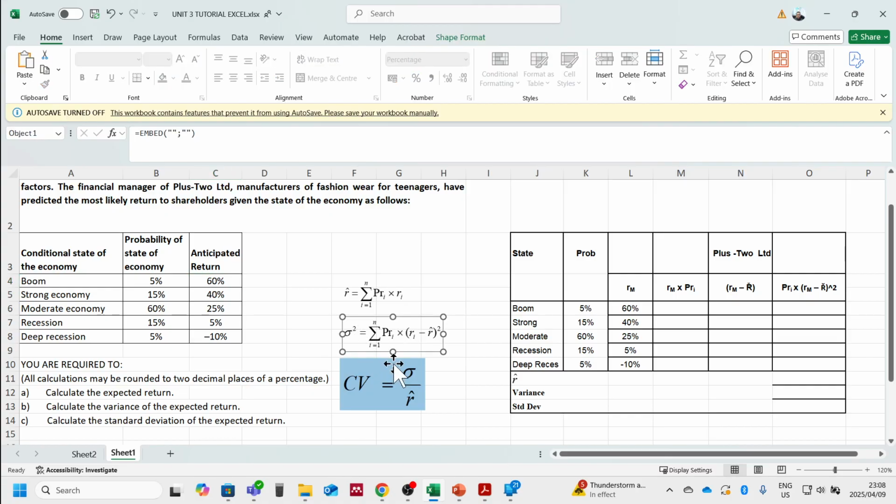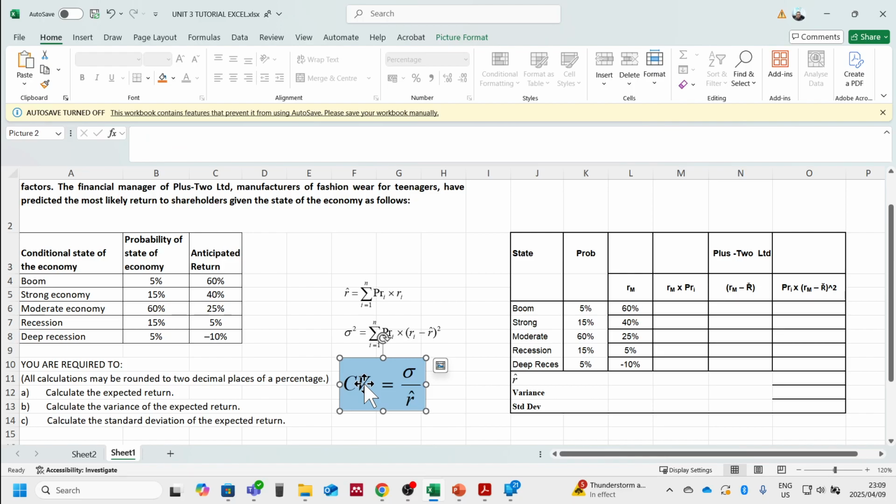And then this other formula is what we call the variance formula, which requires us to calculate the sum of the probability multiplied by the anticipated return minus the expected return, all of these squared. What is inside the bracket is what we call a deviation. So we first need to identify the deviation from the anticipated to the expected. From there, we square the deviation, then multiply by the probability to get the variance.